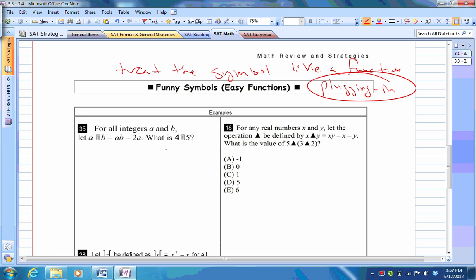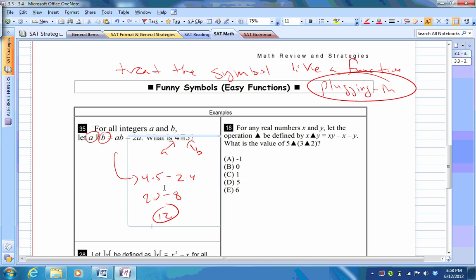So what that means is that A is going to be 4 and B is going to be 5. So when we work it out, we want 4 times 5 minus 2 times 4. Remember, all I'm doing is just substituting for A and B. And I know A has to be 4 because A is like this. I know it has to be 5 because B is like this. B is to the right of the symbol, and 5 is obviously to the right of the symbol. So you get 20 minus 8, and you just get 12. Pretty simple stuff. But let's try one that's a bit more advanced.